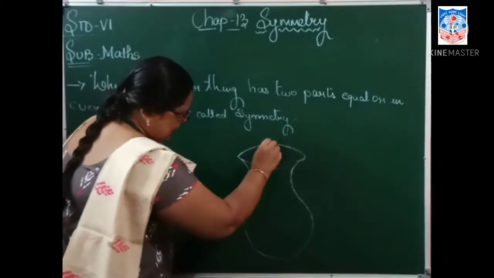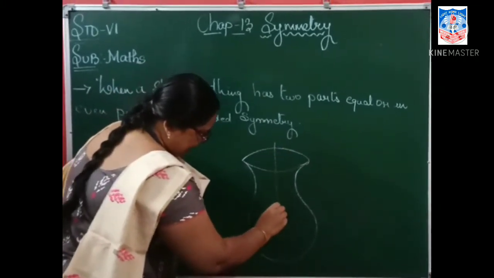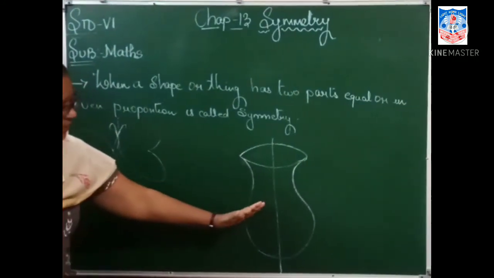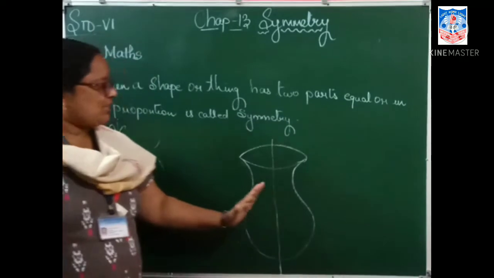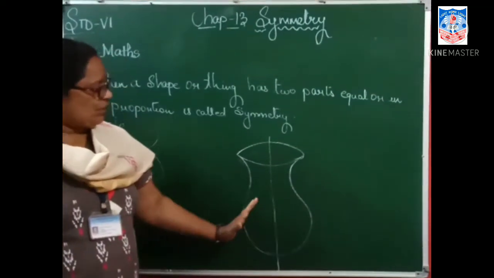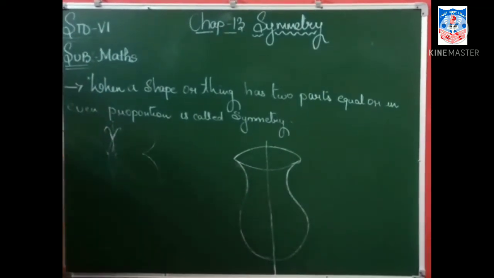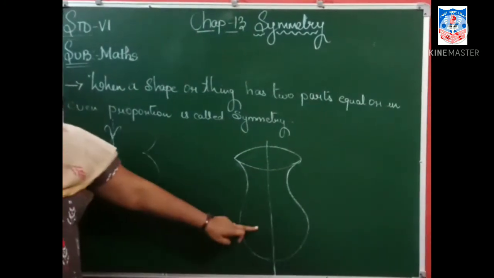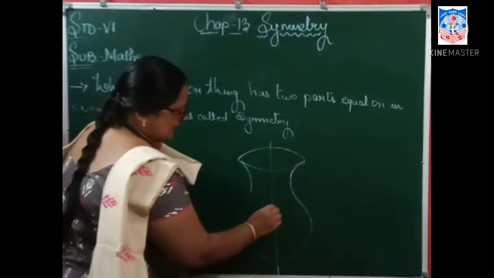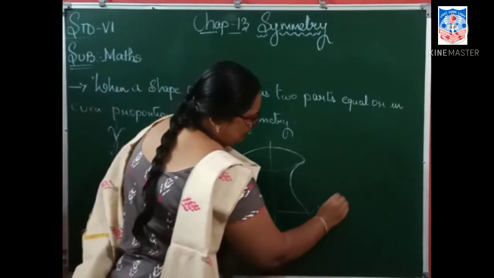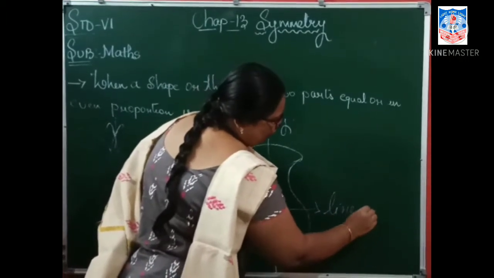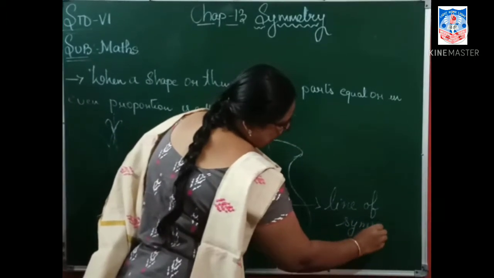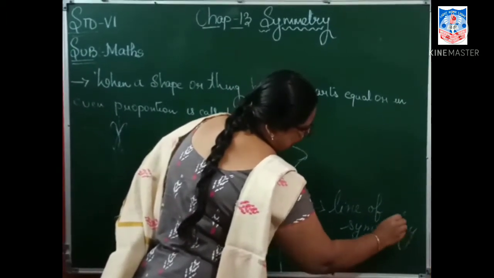See here, a rough figure. If I cut it, see, this side is also the same and this side is also the same. That means two parts equal or in even proportion. That is called symmetry. This line is called the line of symmetry. See, this line is called the line of symmetry. Understood?